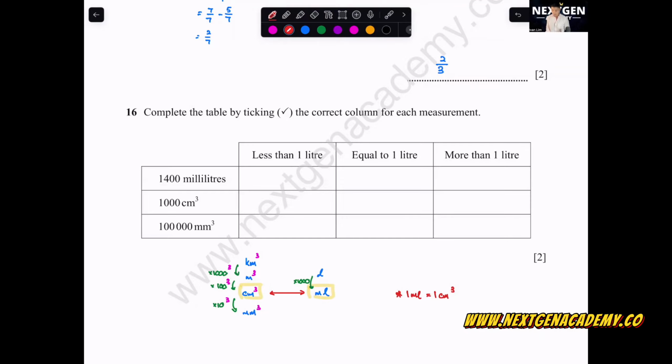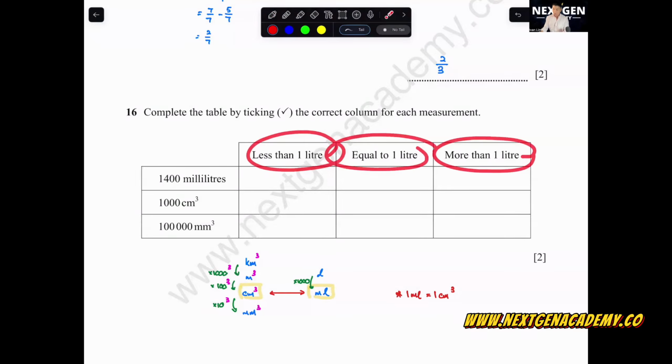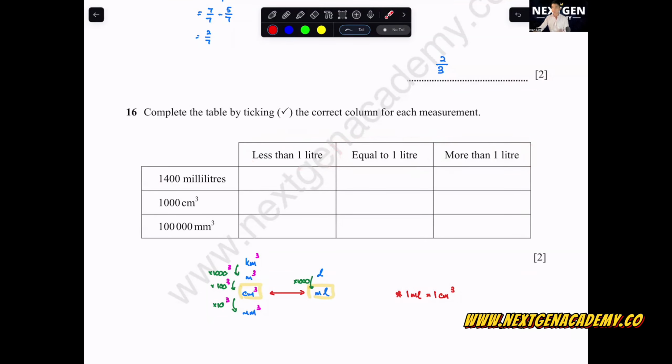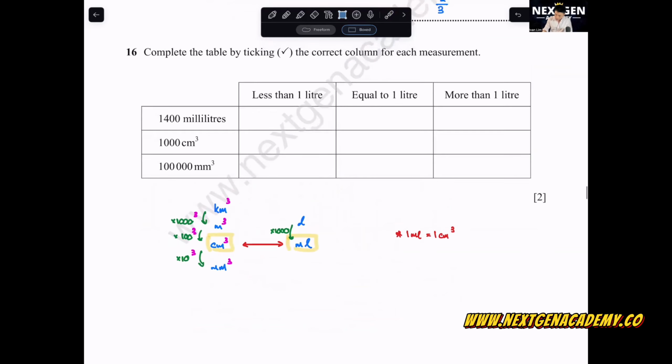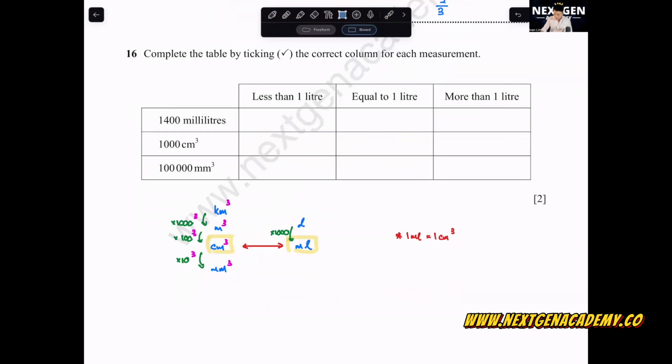Okay, now let's look at the units over here. They want us to compare in terms of liters. So I need all of you now to convert these units into liters. We look at this diagram over here. First one, 1400 ml. How do we change ml to liter? We will divide by 1000.